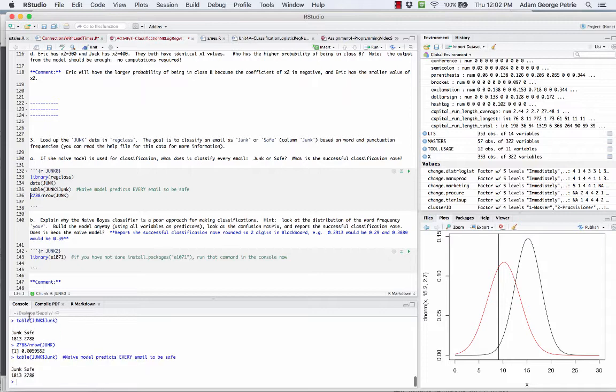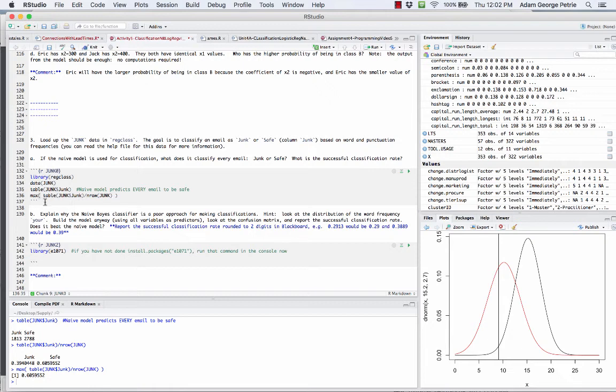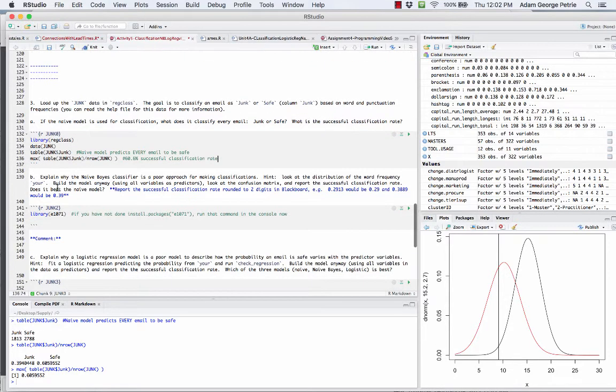Notice when I just run the command table, it's a vector of 2 numbers here. I can actually divide these 2 numbers by the number of rows in the data to convert those into relative frequencies. And if I take the larger of those, well, that's going to give me my successful classification rate because the naive model classifies everything to be the majority class. So 60.6% successful classification rate.